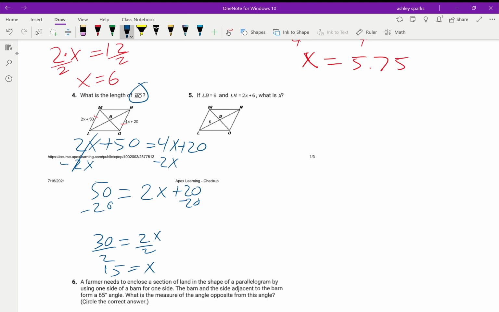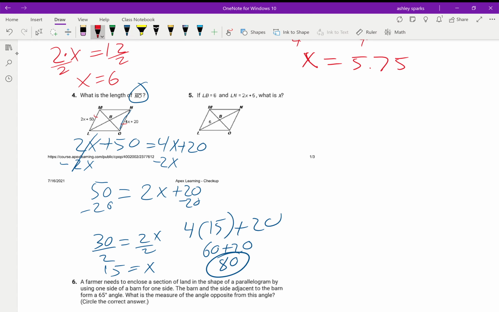But MO is this side here. So that would be 4 times 15 plus 20. 4 times 15 is 60 plus 20, which would give us 80 for a final answer for this problem. A little longer because we had to plug back in, but again, set your sides equal to each other.